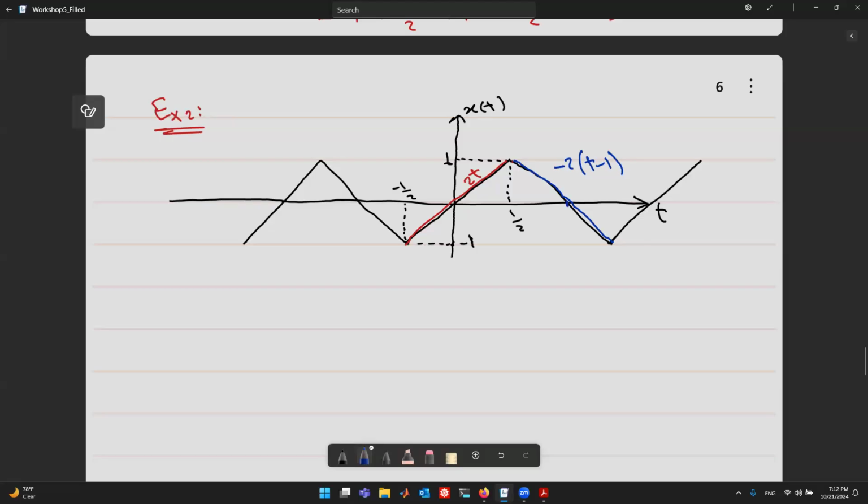Here, this is 1. So it's -2t minus 1, or we can write it as 2 times (1 minus t). We need to find the Fourier series coefficients for this signal.